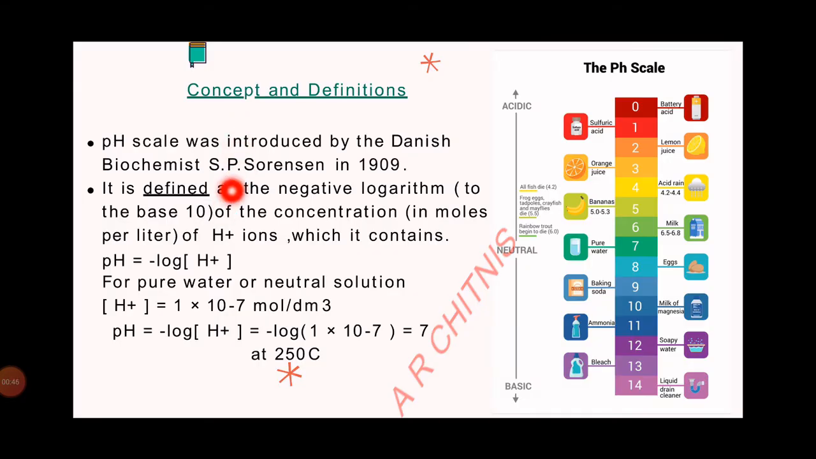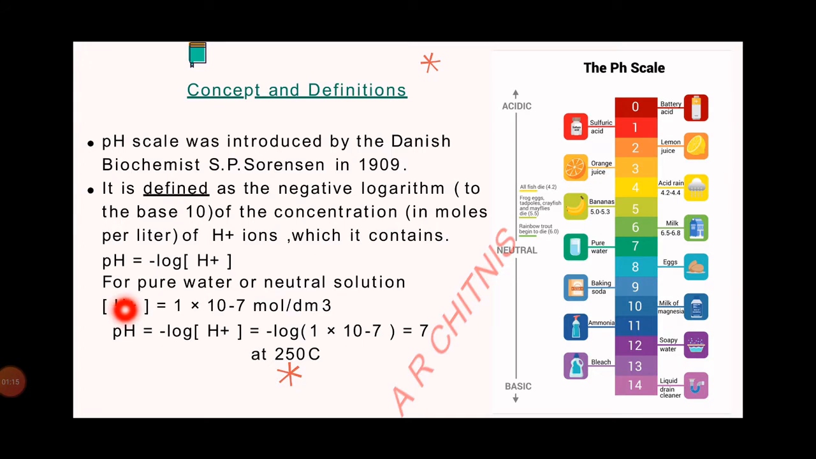So let us look at the concept and definition. The pH scale was introduced by the Danish biochemist S.P. Sorensen in 1909. So how is it defined? It is defined as the negative logarithm to the base 10 of the concentration in moles per liter of hydrogen ions which it contains. So pH is equal to minus log H plus.